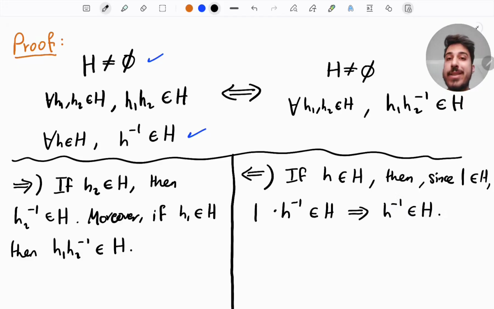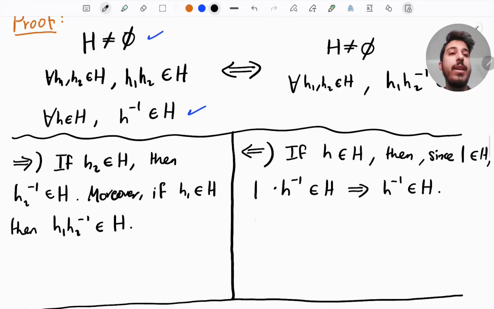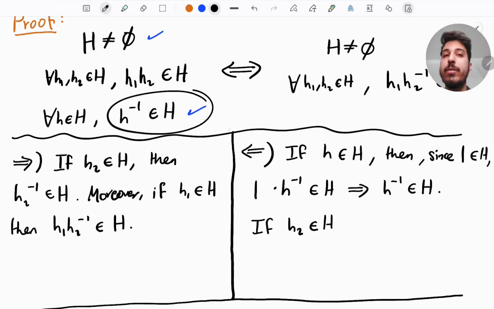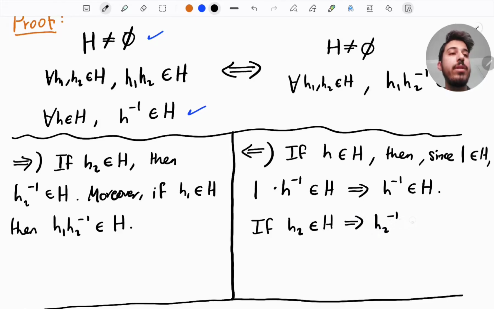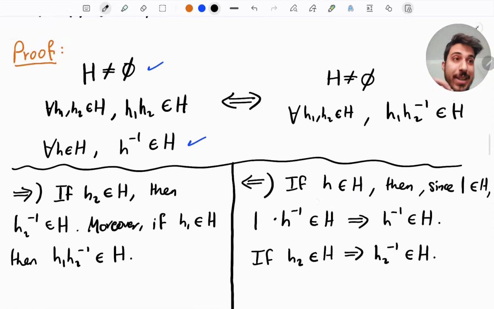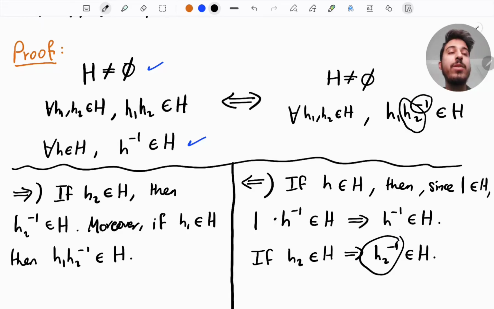And now for the second part, we have that if H2 is in H, then by this part that we've already proven now, we can say that H2 inverse is in H. And we're going to do a neat trick here. Look at this neat trick. What we're going to do is we're going to take the inverse of the inverse. So we're going to replace H2 by H2 inverse. And the inverse will take care of the inverse of H2.